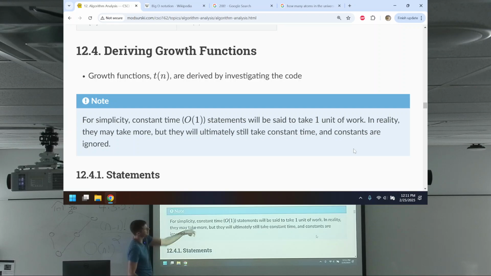So, for simplicity, constant time statements will be said to take 1 unit of work, when in reality, it might actually take several units of work, but because it's constant time, it really doesn't matter. What I mean is, adding 2 numbers together, I will say takes the same amount of work as saving a variable, for example. Even though there might actually be a discrepancy, because it's constant time either way, it doesn't matter for us at all. So I'm going to count every simple statement as 1 unit of work.